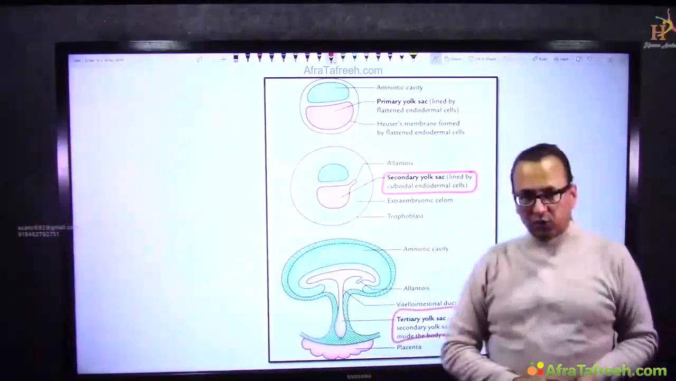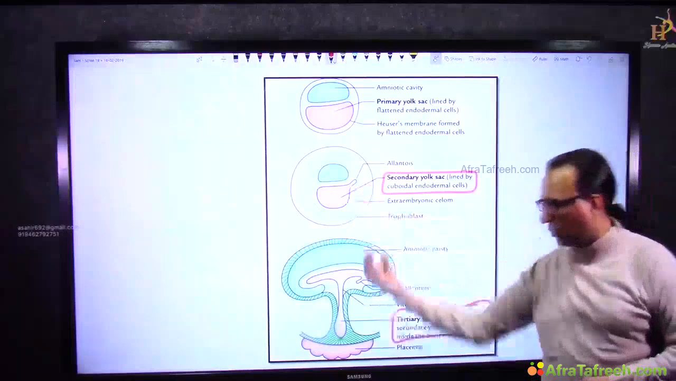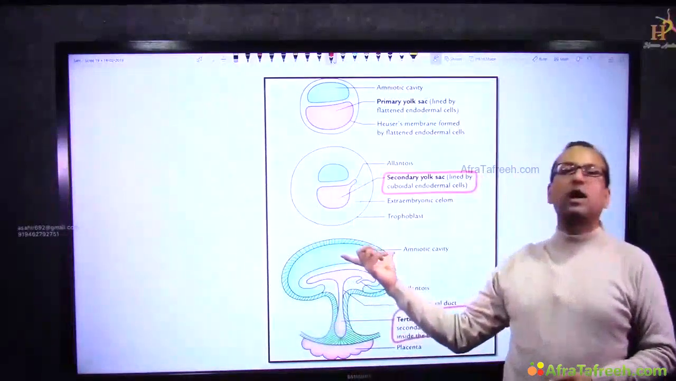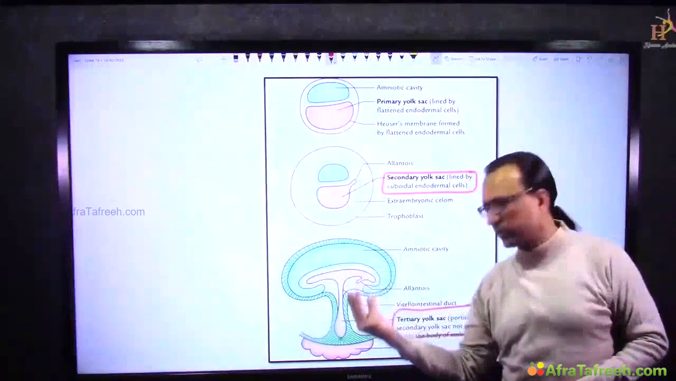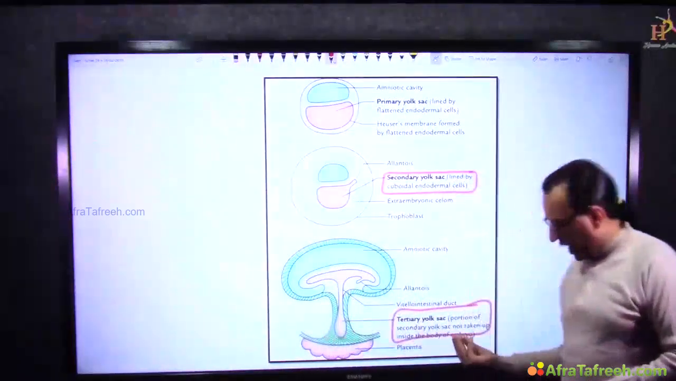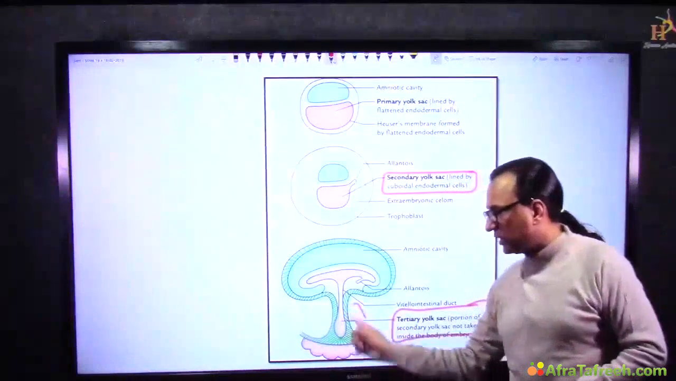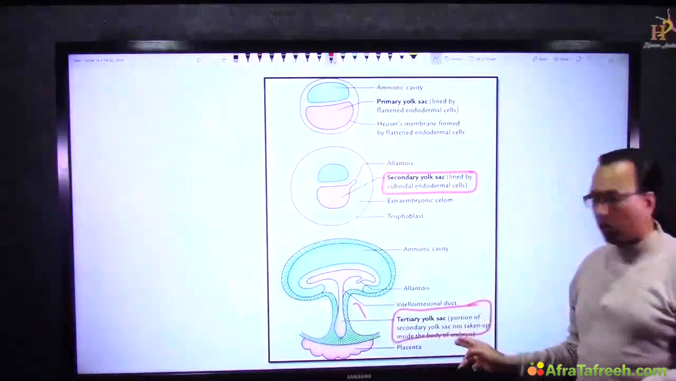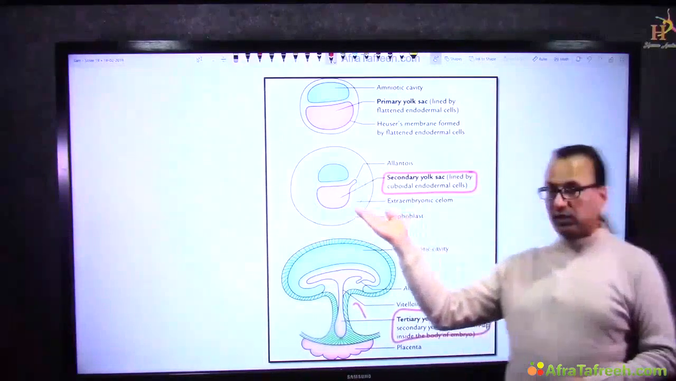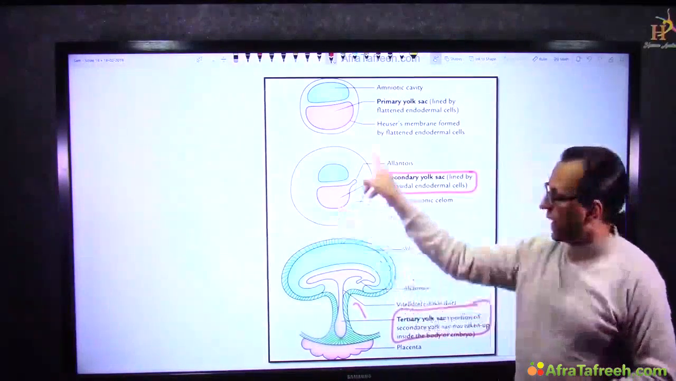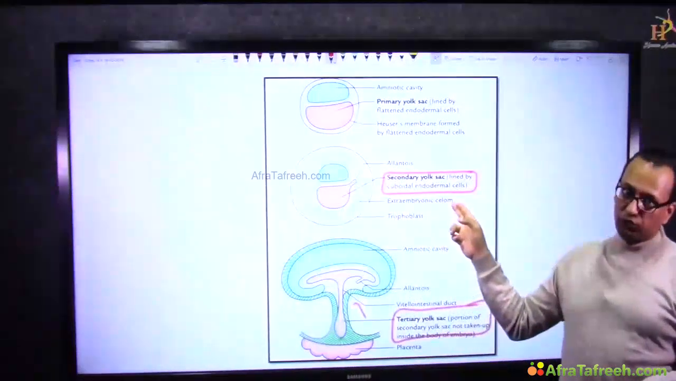Actually, when there is a cephalocaudal folding, the yolk sac was incorporated into the baby to form the gut tube. That time, a small part of yolk sac is left in the connecting stalk, which is the primary umbilical cord, and that is called tertiary yolk sac. Then when do you say there is a secondary yolk sac? When I had this extra embryonic coelomic cavity formed.